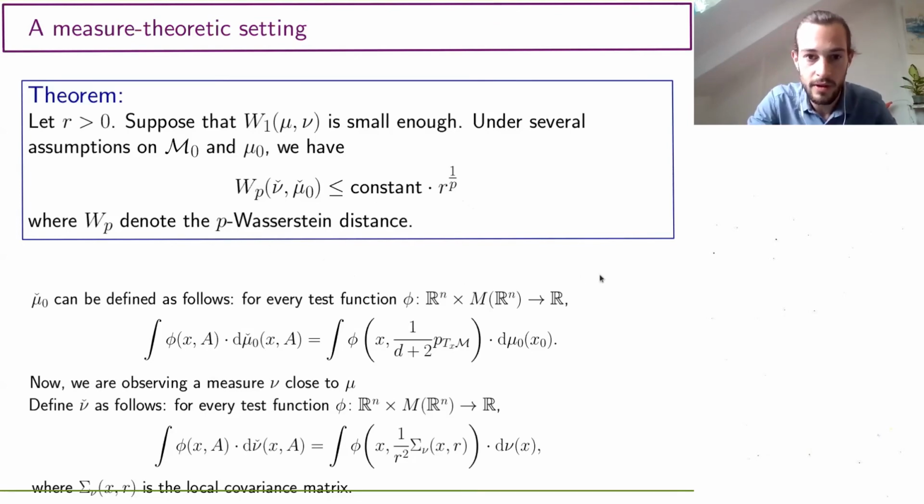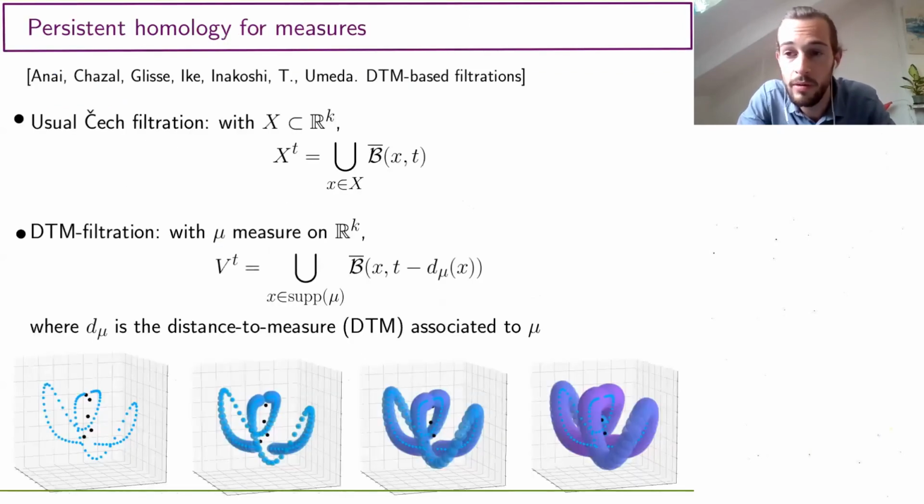All right. So now we have a measure and we want to compute homology. So we'll use persistent homology for measures. There are several ways to do that. I will describe something we presented last year, which is called the DTM filtration.